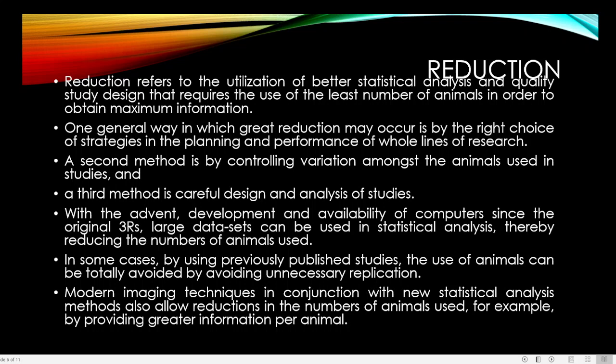A second method is by controlling the variation among the animals used. So even when we are using the animal, we have to make sure that the type of animal that we are killing satisfies all the requirements for the health of the animal, the weight of the animal, the size of the animal. All this should be checked before killing the animal. Otherwise, killing a smaller animal or a younger animal or an older animal may lead to inaccurate results. So the third method is being careful about the design and analysis of the study.